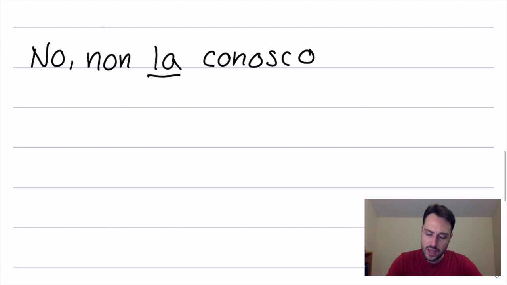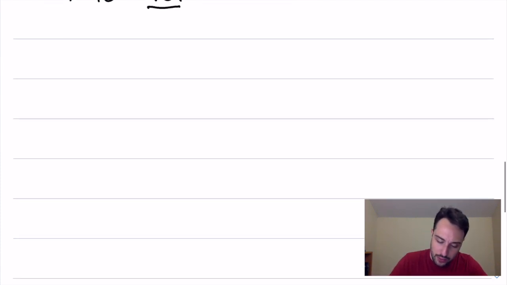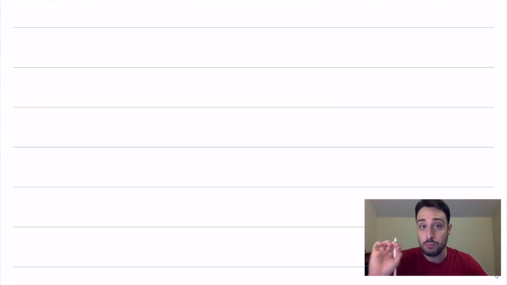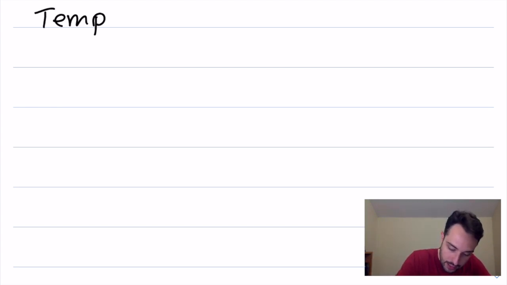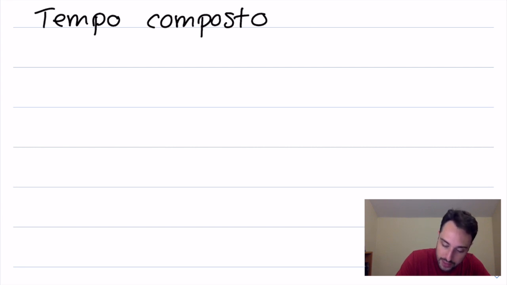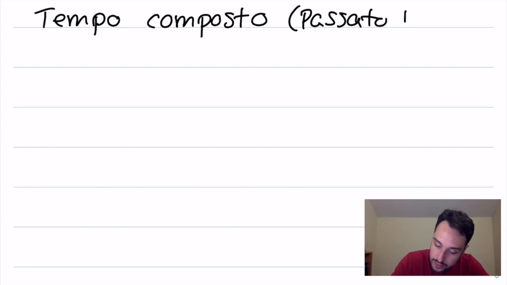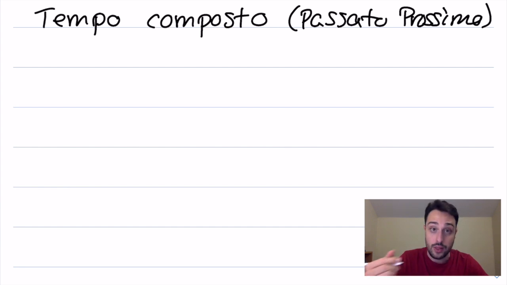What happens though if we have two verbs? I'd like to show you guys what that looks like. So this is not a tempo composto. Tempo composto, I'll show you what that looks like. Tempo composto means a compound verb tense, for example, passato prossimo. I'll show you what that looks like. But we don't have two verbs conjugated next to each other in the present tense.